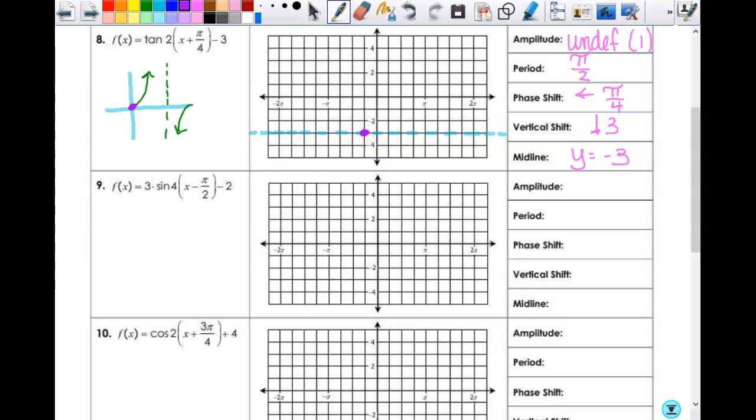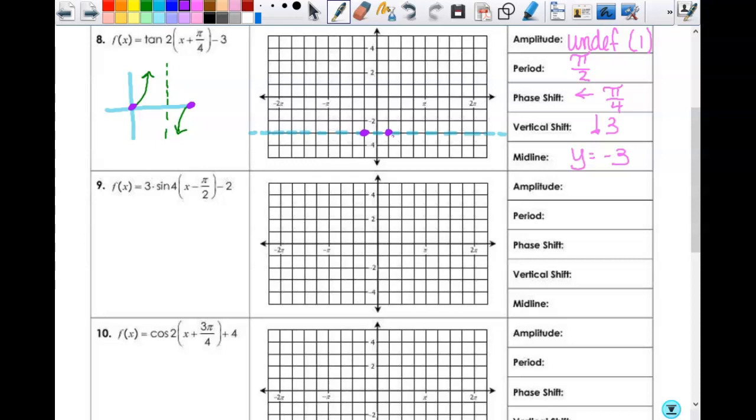Then I need to go to the end of the period to get the other 0. So the end of the period is at pi halves, right? So I can go to pi halves, but then I have to move to the left pi fourths, and that's the other 0. So you can either go to the end and move to the left, or you can just go pi halves from where you started. Either way, it gets you the same spot. So there's the beginning and the end.